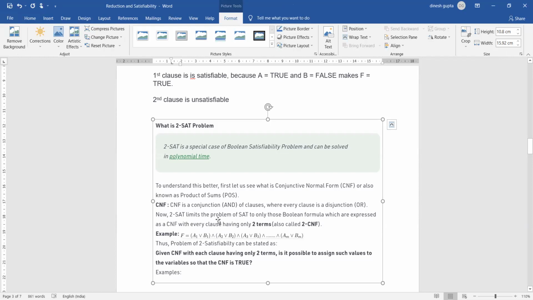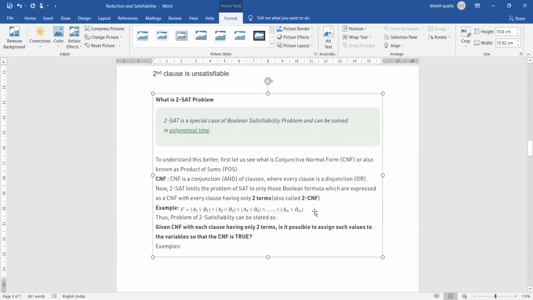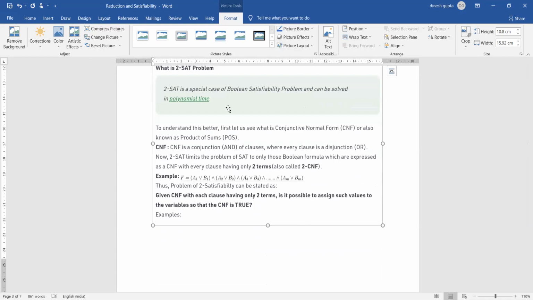Now 2SAT limits the problem of SAT to only those Boolean formulas which are expressed as a CNF with every clause having 2 terms. 2 terms का मतलब क्या है? सिर्फ 2 literals. आप इस एग्जाम्पल को ध्यान से देख सकते हैं. यहाँ पर जो नीचे दी हुई है इसमें सिर्फ 2 ही लिटरल्स यूज किए गए हैं, एक A और एक B. ठीक है, something like this. And if these values turn out to be very large, then the things become a little difficult for us to solve.